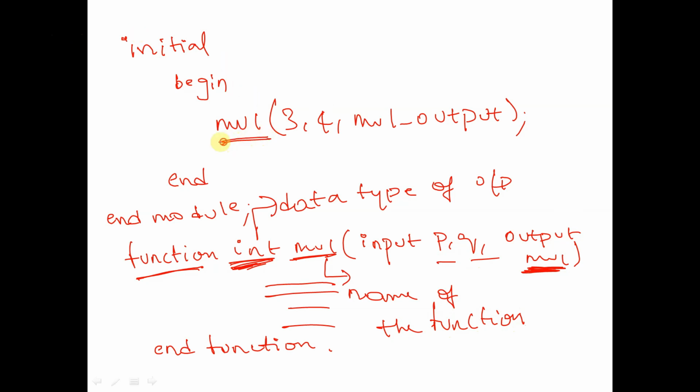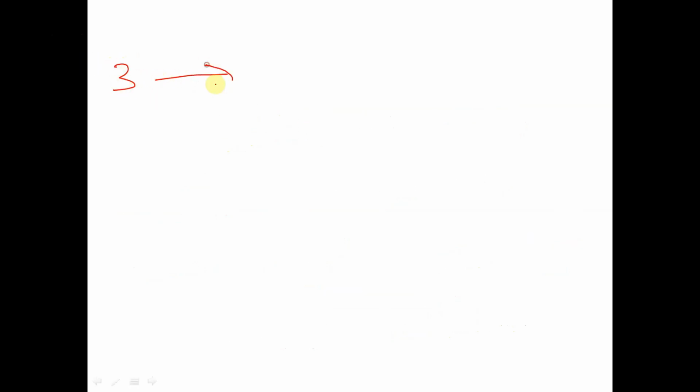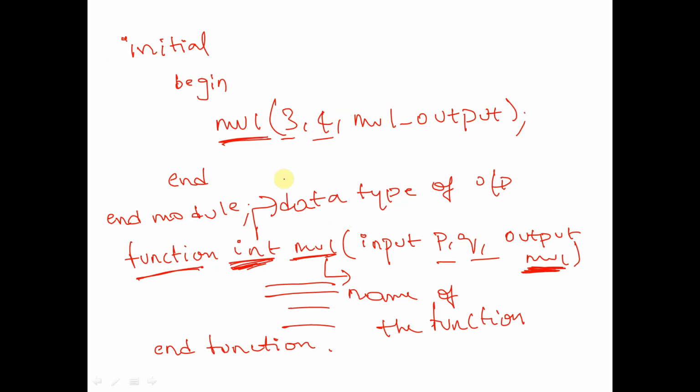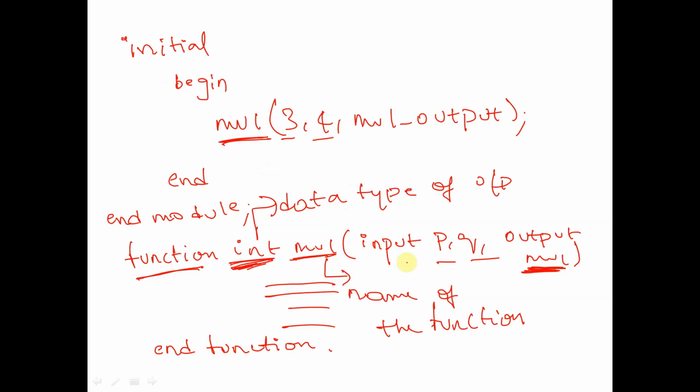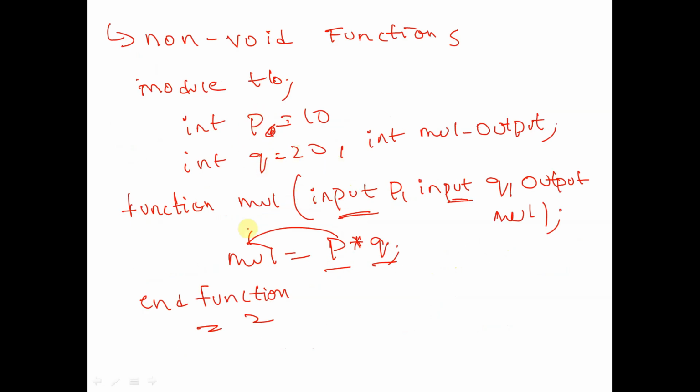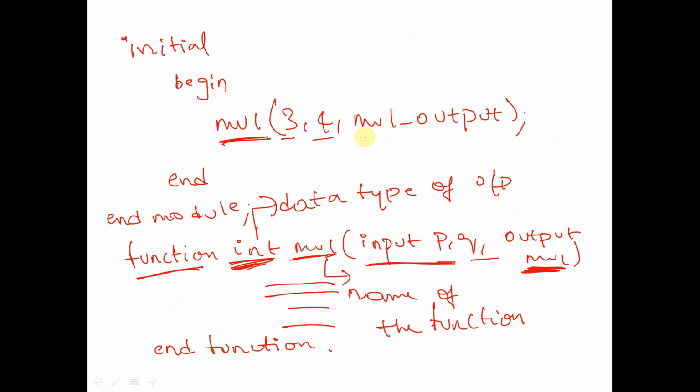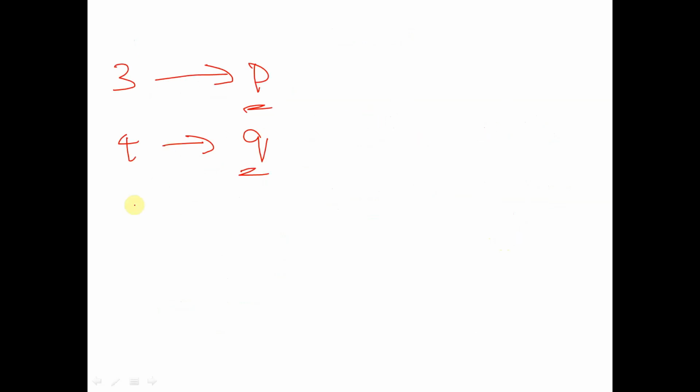Whenever I call this function mul and pass the values 3 comma 4, the value 3 will be assigned to the variable p, which is declared as input, and the value 4 will be assigned to the variable q, which is also declared as input in my function arguments. The function will compute a multiplication between p and q and store it in the variable mul internally. When I pass another argument as mul underscore output, the value stored in mul will be assigned to mul underscore output.